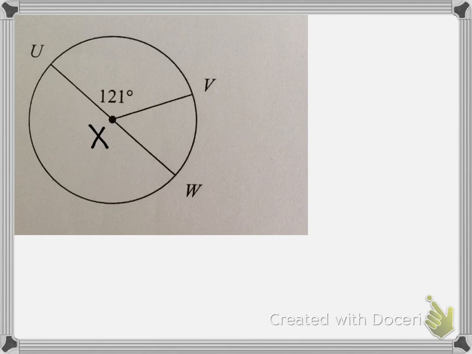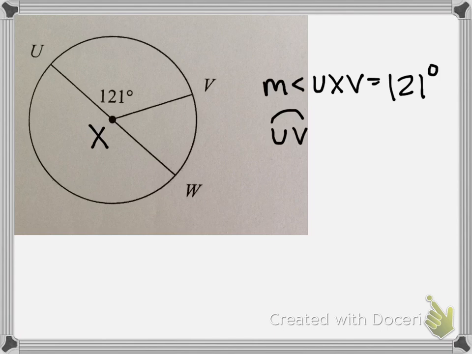So this part is 152 degrees of that big 360 degree circle. Here's a new example. If I say the measure of angle UXV equals 121 degrees, then arc UV is also 121 degrees. X has to be the center of the circle.